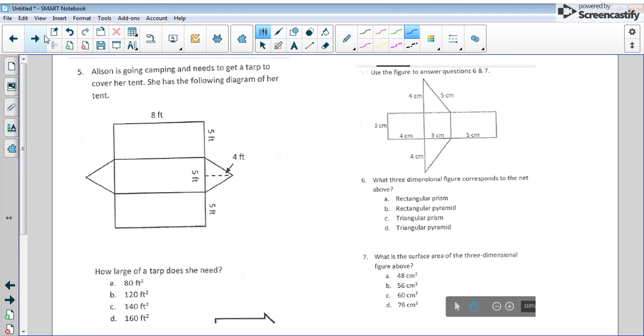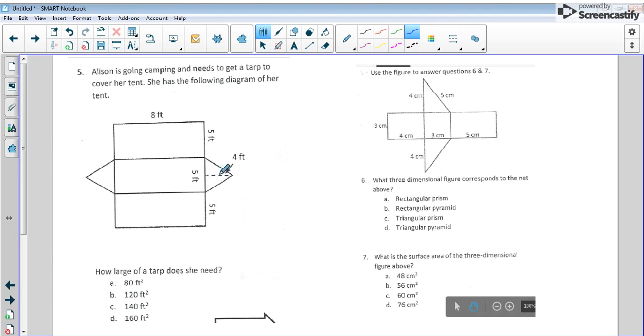Okay, let's move on. Number 5, Allison's going camping and needs to get a tarp to cover her tent. She has the following diagram. Now, of course, we know tarps we're not going to stick all the way over the tent. Usually that's what goes on the ground, but they're wanting us to find surface area. So I have 3 congruent rectangles. So they are 8 because, see, that's 8 feet. This is 8 feet, 8 feet, 8 feet because opposite sides of rectangles are congruent.